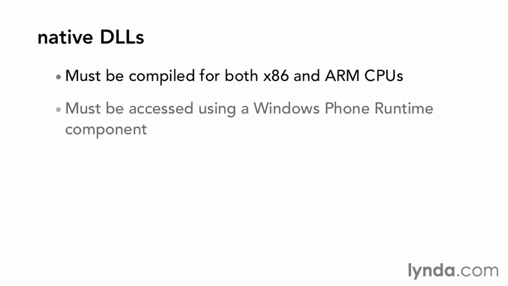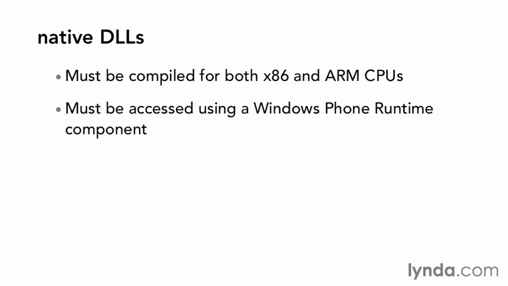One of the big features added to Windows Phone 8 is the ability to include native code. There's two kinds of native code you can include. You can include a native DLL, for example like SQLite, or you can include a Windows Phone runtime component. In order to be able to access a native DLL from a managed app, you have to use a Windows Phone runtime component to get to the DLL.